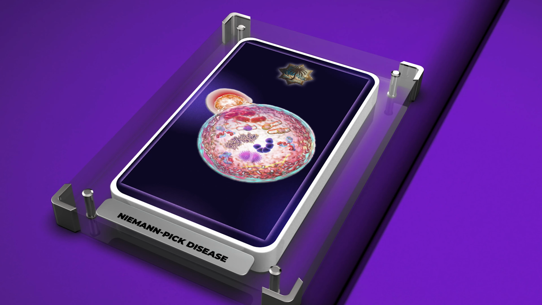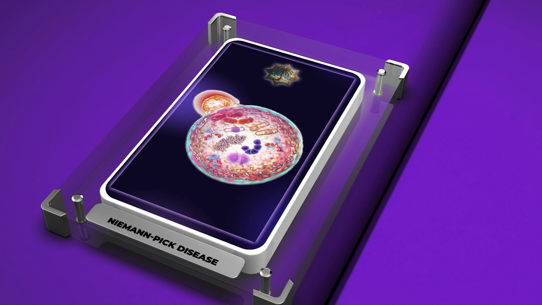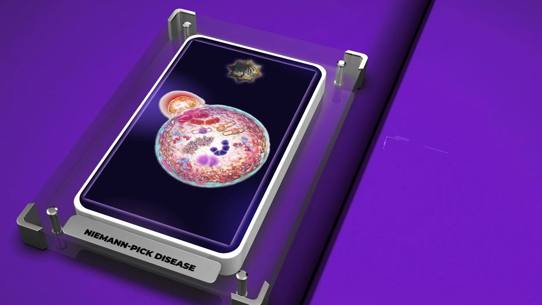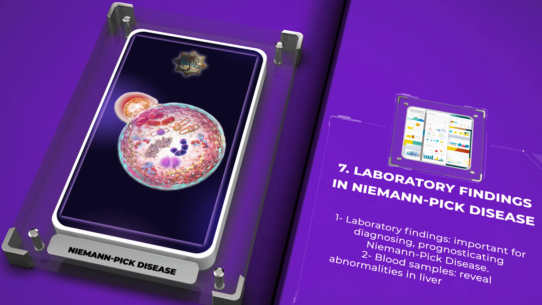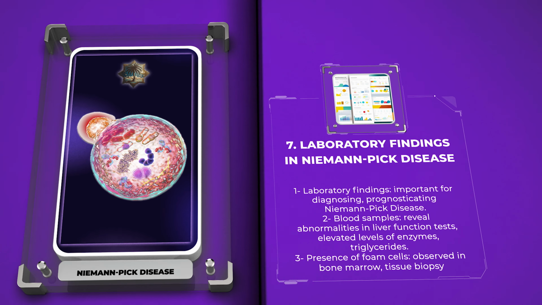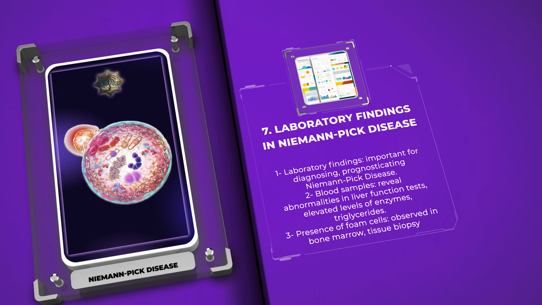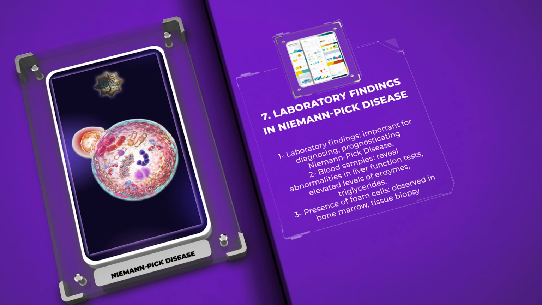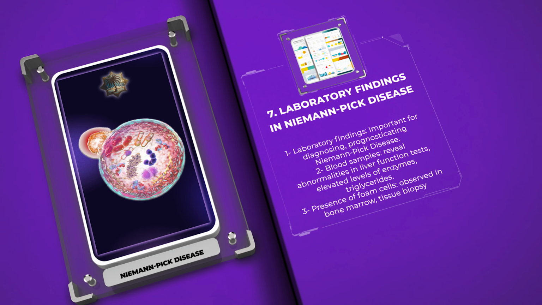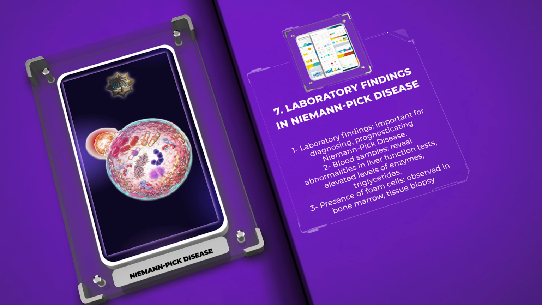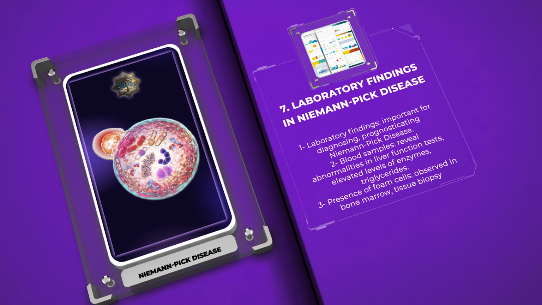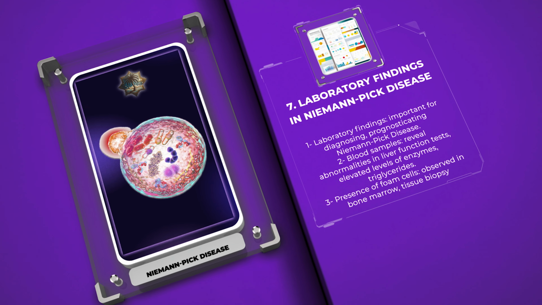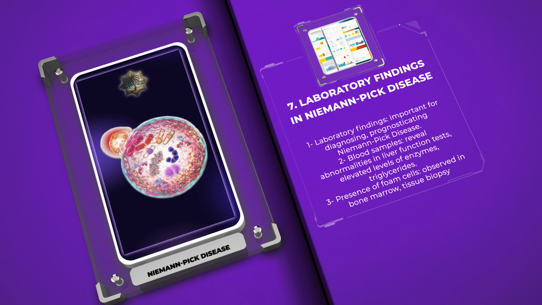Laboratory findings in individuals with Niemann-Pick disease can provide important diagnostic and prognostic information. Analysis of blood samples may reveal abnormalities in liver function tests, with elevated levels of liver enzymes and triglycerides. The presence of foam cells, which are lipid-laden macrophages, can be observed in bone marrow or tissue biopsy specimens. Additionally, measuring the levels of specific proteins and lipids in cerebrospinal fluid, CSF, can sometimes aid in the diagnosis and monitoring of neurological involvement in Niemann-Pick disease.